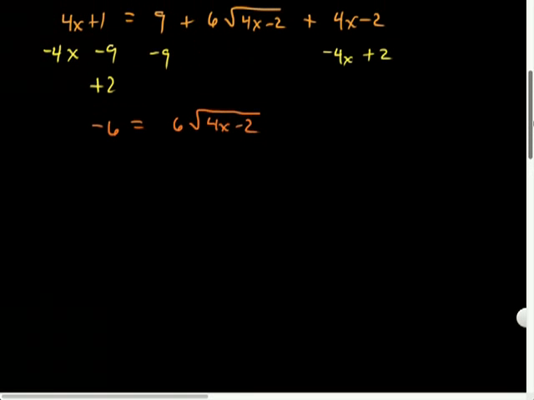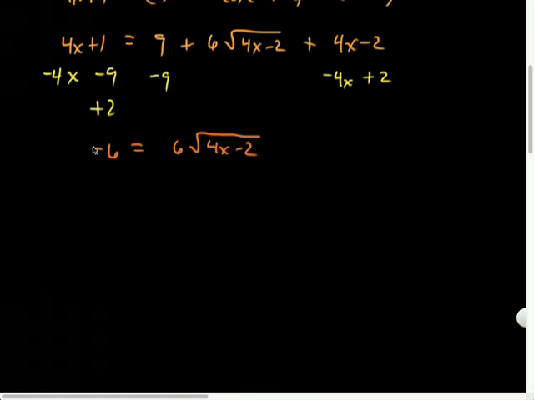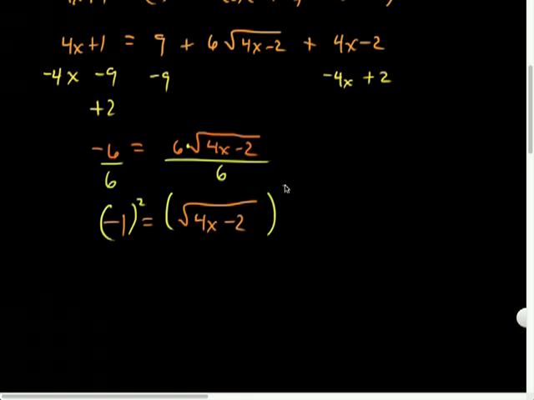Now, because I've got this 6 being multiplied by that, I technically can square both sides in its current position. However, looking over here, this number is divisible by 6, so I might as well simplify things a little bit. So that's negative 1 equals the square root of 4x minus 2. And I can square both sides. So negative 1 all squared is positive 1.